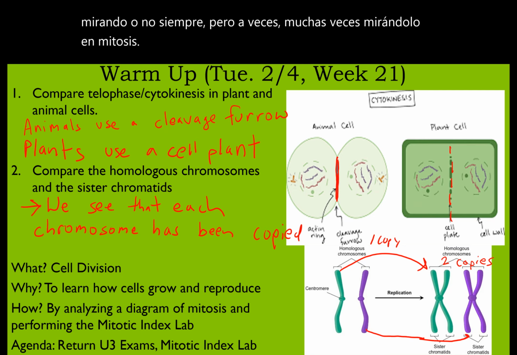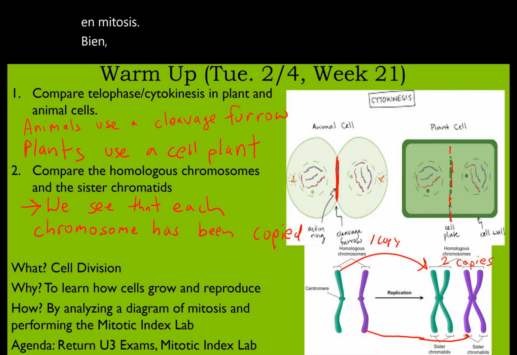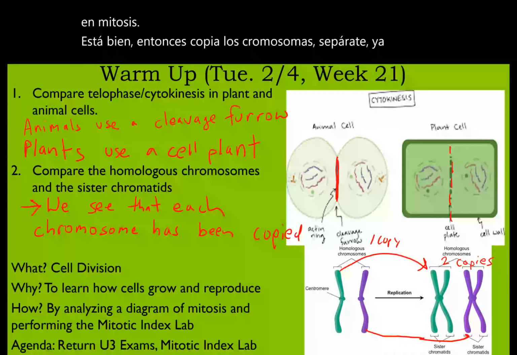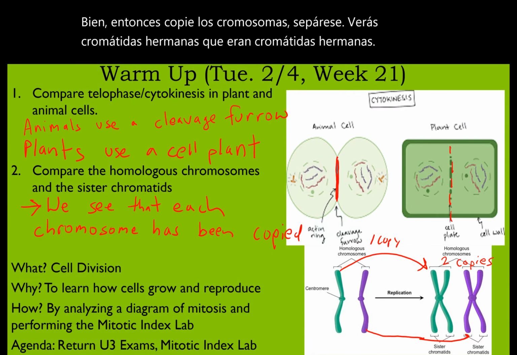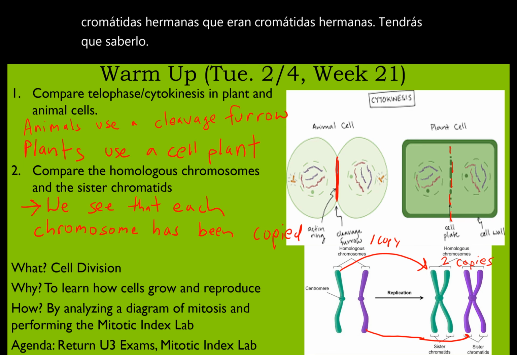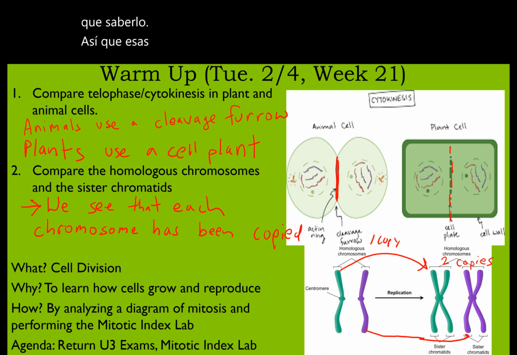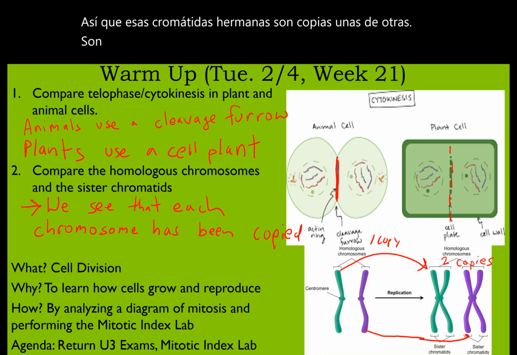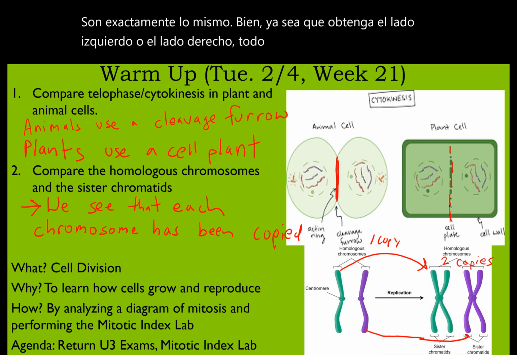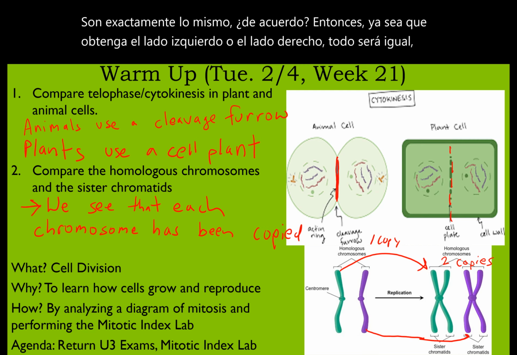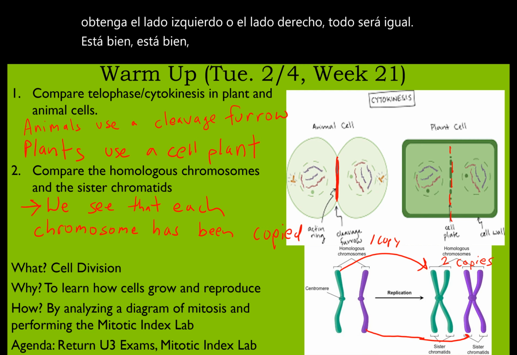Okay? So, copied chromosomes get separated. You'll see sister chromatids. That word, sister chromatids, you'll have to know. Those sister chromatids are copies of each other. They're the exact same. Okay? So whether you get the left side or the right side, everything will be the same. Okay? All right. Well, I want you to look up at the board.